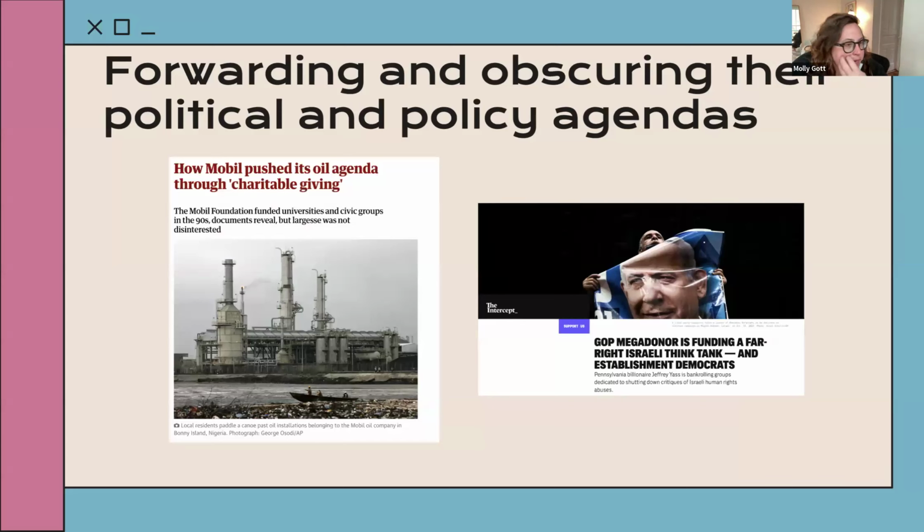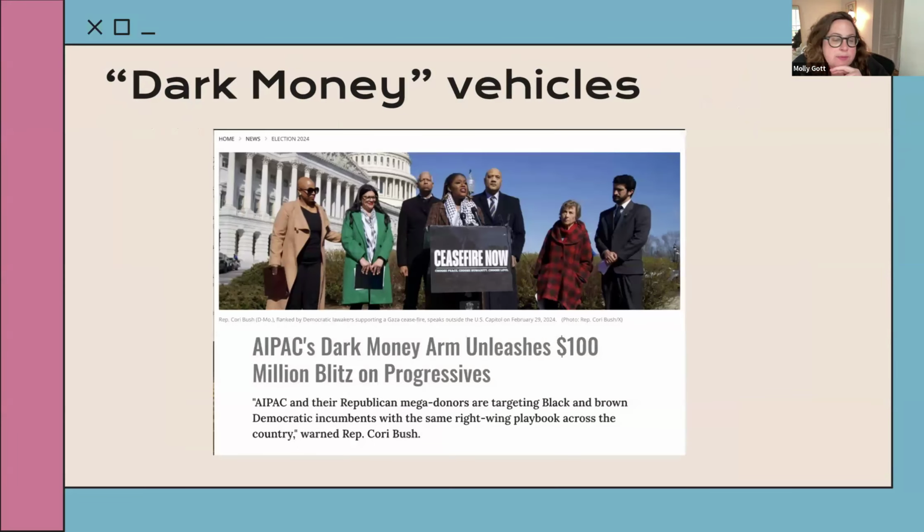Similarly, sometimes big corporations will set up charitable giving funds. So like the Mobil Foundation from ExxonMobil for many years funded universities and other civic groups that pushed their agenda around climate and fossil fuels. We've got an example here of Jeff Yass, a big right-wing funder and hedge fund billionaire, funding far right-wing Israeli think tanks. Other examples: I saw some people in the chat saying things about wanting to investigate campaign finance and dark money. A lot of these nonprofit organizations are dark money black boxes, where corporations and people can give money to the nonprofit organization, which then doesn't have to disclose as much information as they would otherwise. So again, forwarding a political agenda and obscuring.